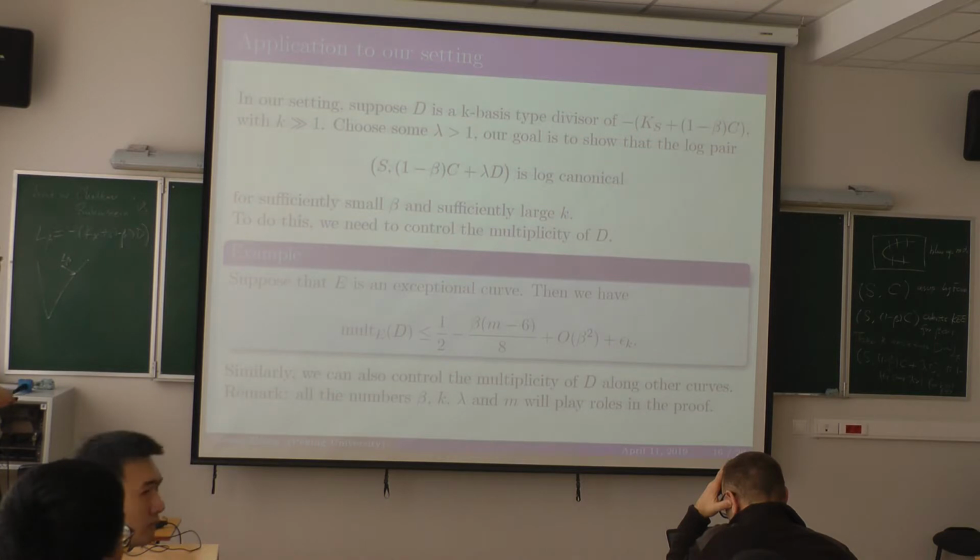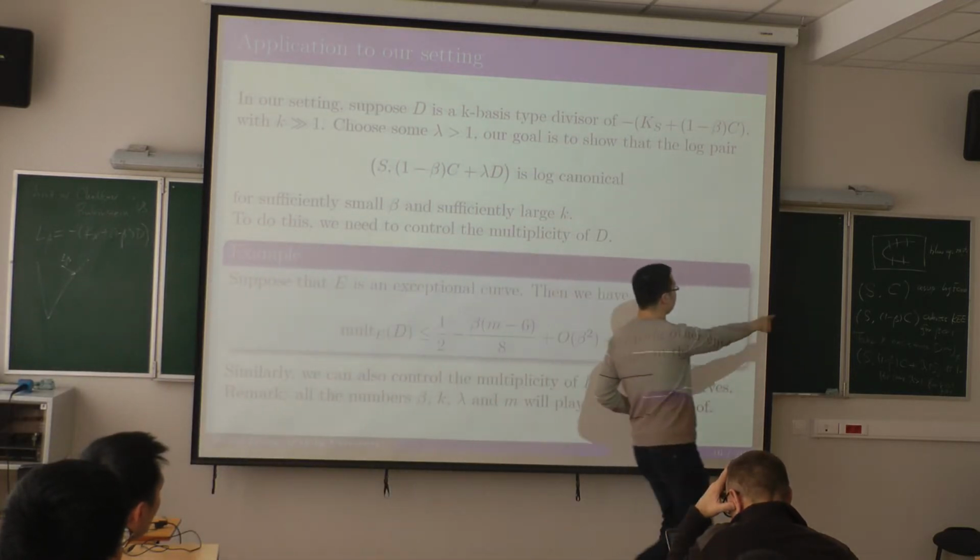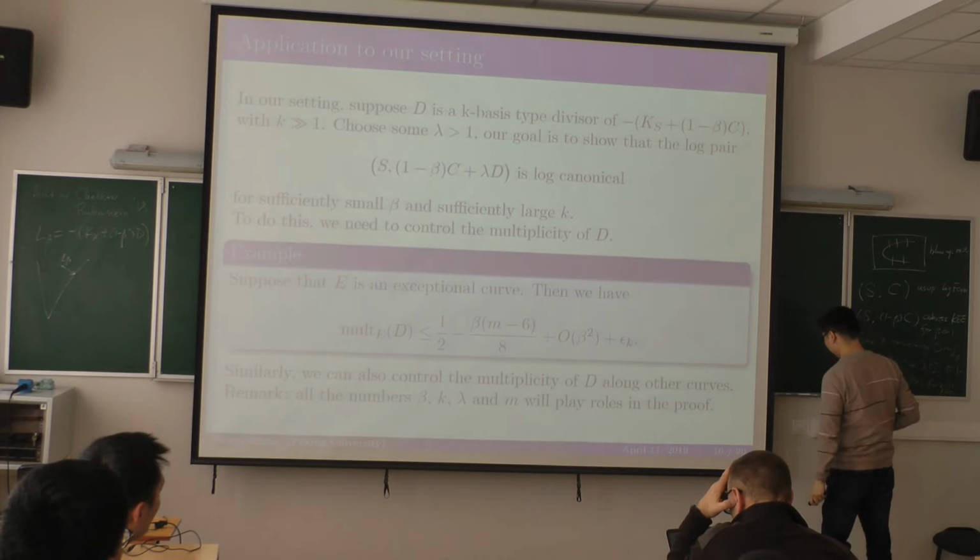And by exceptional, in this example, you mean none of the -1 curves that intersect C? Yes, just some curve like this, some curve here. Yeah.